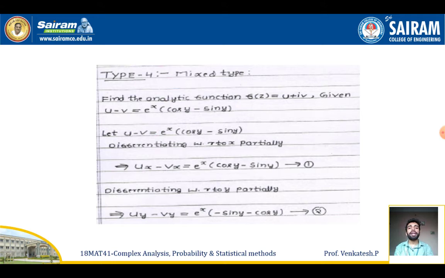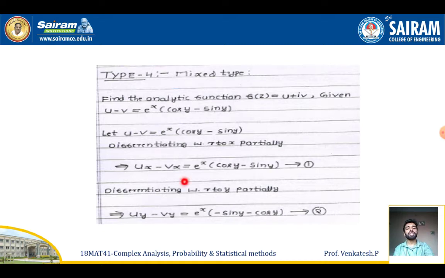Example: find the analytic function f(z) = u + iv, given u - v = e^x (cos y - sin y). First let me consider u - v = e^x (cos y - sin y). I'm going to differentiate this equation with respect to x partially. I'll get ux - vx = e^x (cos y - sin y). Call this equation number 1.